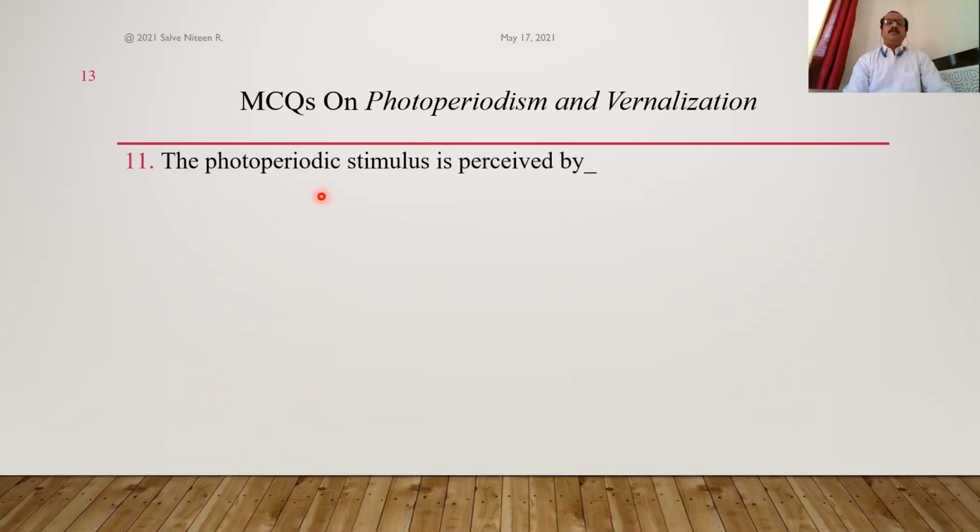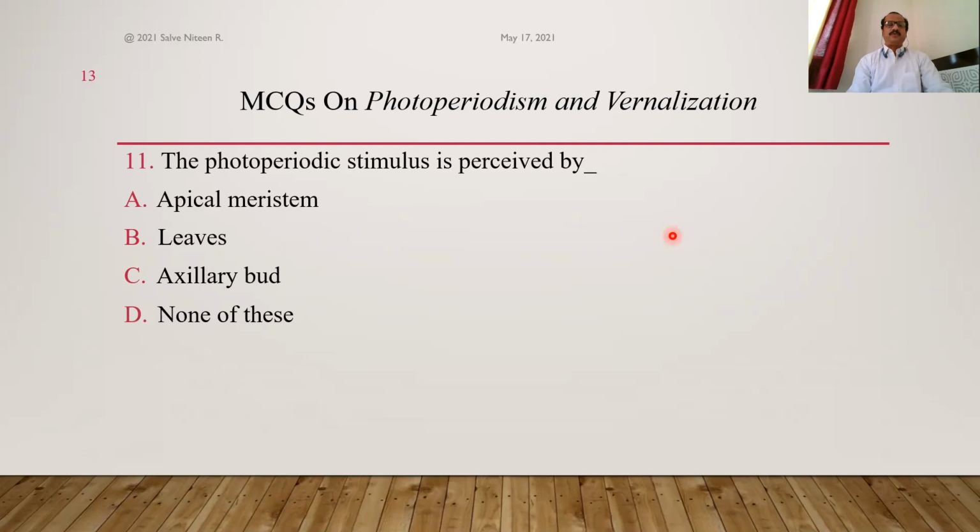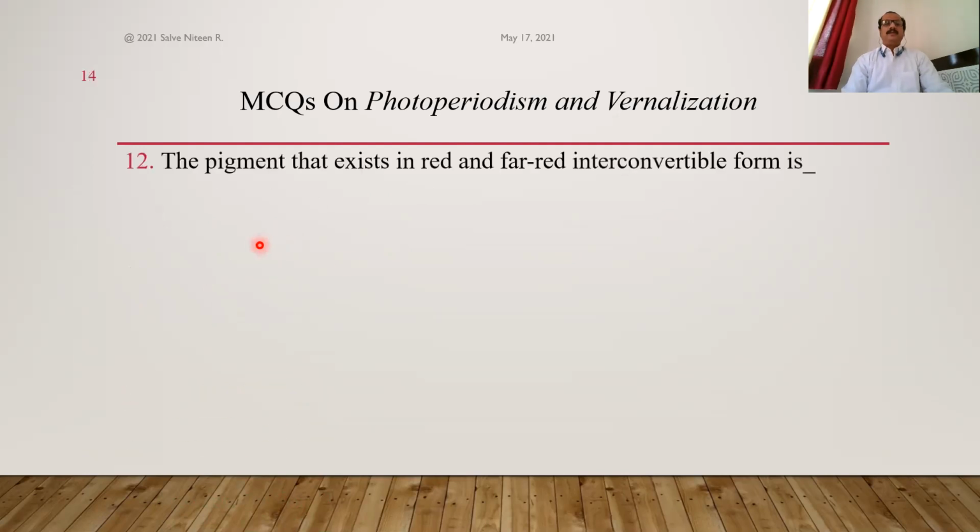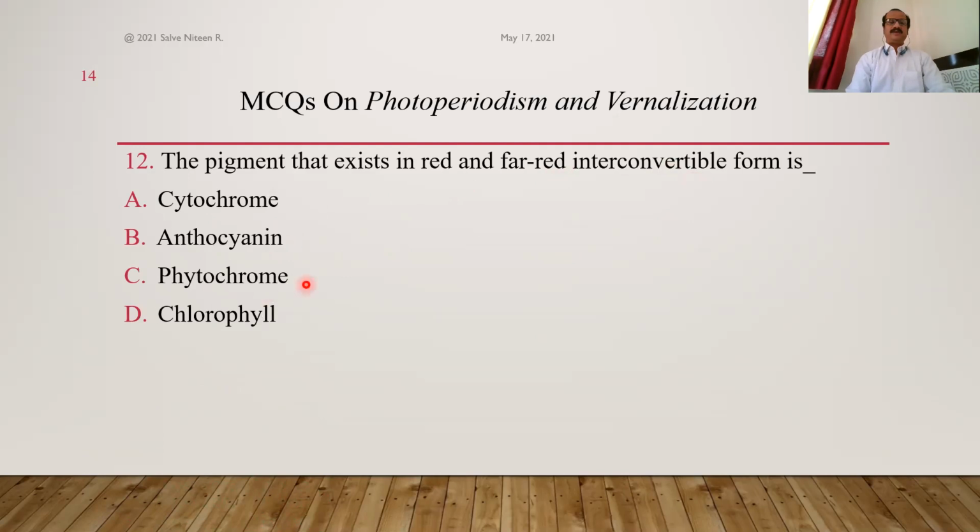Next one. The site which receives the photoperiodic stimulus for producing flowers is the leaves. B is the right answer. The proteinaceous pigment that exists in two forms, red form and far red form, which are interconvertible, is called, as you have studied, phytochrome, which exists in red form and far red form. C is the right answer.